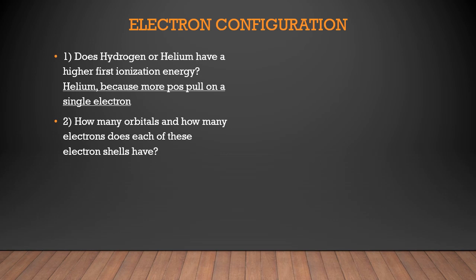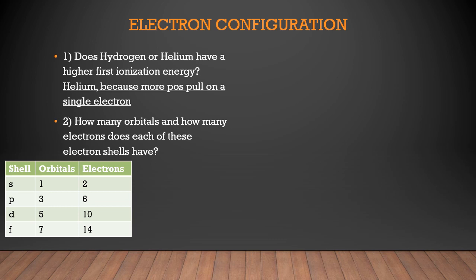How many orbitals and how many electrons does each of these electron shells have? So here we have shell S has 1 orbital and it has 2 electrons. P has 3 orbitals and 6 electrons. D has 5 orbitals and 10 electrons. And F has 7 orbitals and 14 electrons. And those are orbital slots. They're not number of shells because these are positions within the orbitals.